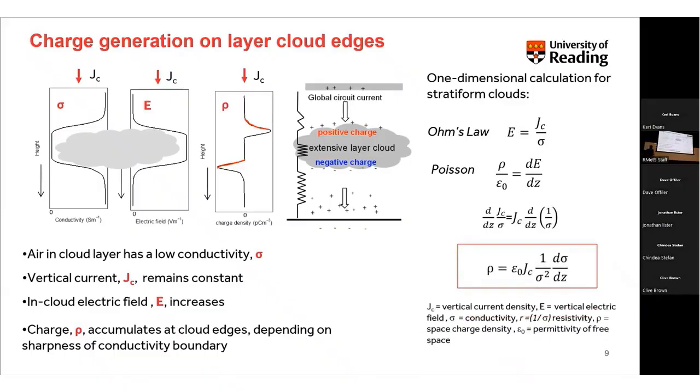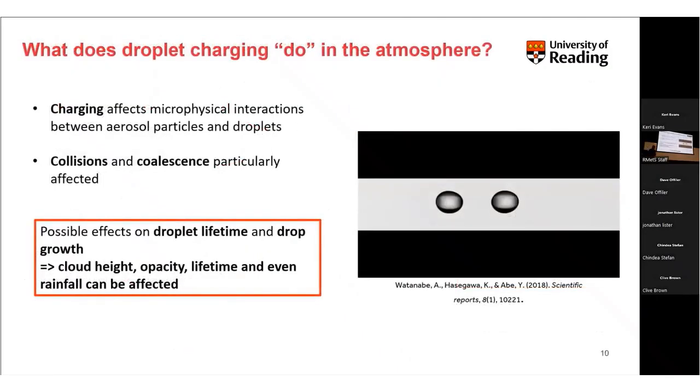And if we manipulate these equations a little bit more, this charge depends on a few things. It depends on the conduction current, J_C, which depends on the global circuit and therefore the thunderstorms. It depends on the conductivity, which depends on the ionization from the cosmic rays. It depends on the gradient of the conductivity, which is this bit here, which depends on the height of the cloud, but also the cloud droplet properties. So if we have a really sharp cloud edge, we should see more charge than if we have a woolly one, if you like. So that's what theory predicts. Our theory predicts that cloud edges are charged and that the charge should be transferred to the cloud droplets.